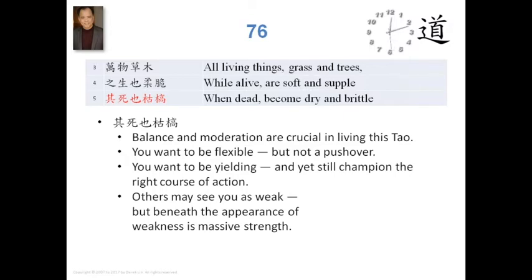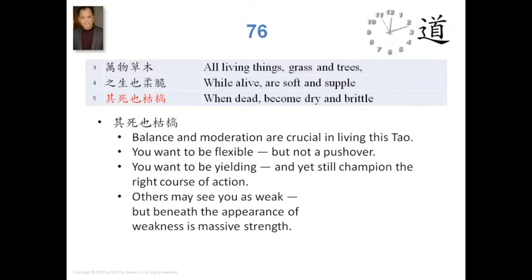So I would like to provide a mental imagery to help you keep this idea from chapter 76 in mind. I always get comments like this. Well, if you are yielding and flexible all the time, others may see you as weak, and then they will exploit your weakness. They will take advantage of you.